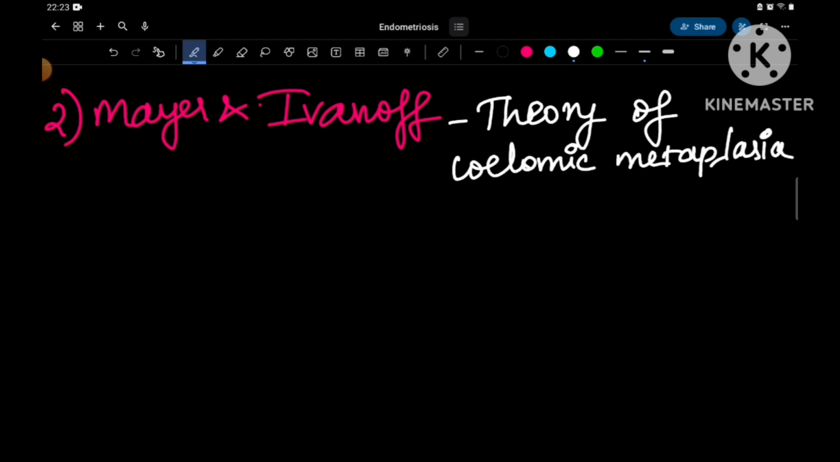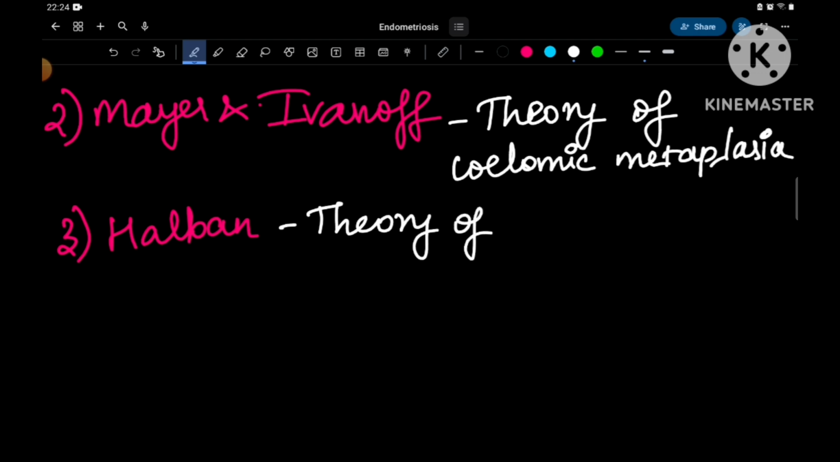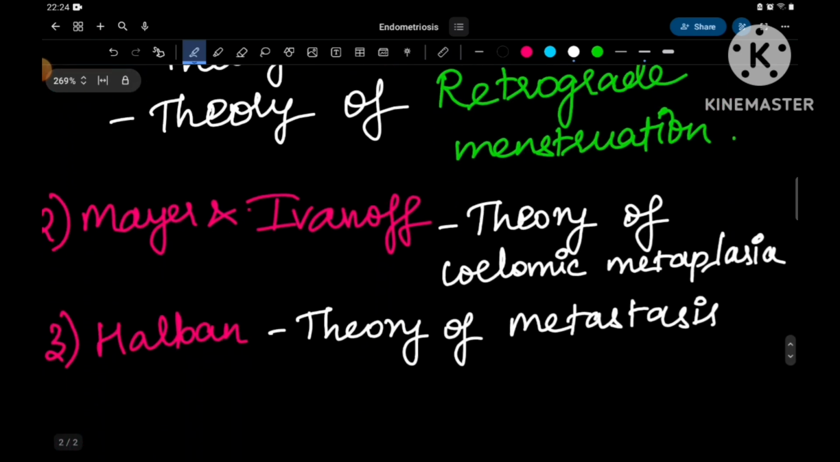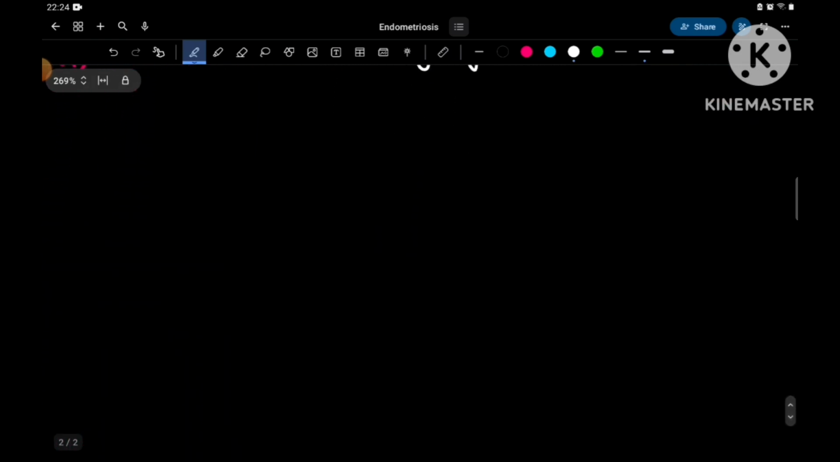And there was a third theory. It was given by Halban. We'll also see one sign called Halban sign. Okay, so let's see that. What is this theory? Theory of metastasis. Okay, he says that it is metastasis. He says that it is malignant. Endometrial tissue is malignant, he says like that. So he suggested the theory of metastasis, but as you know, the most commonly accepted theory is Sampson's theory of implantation. Right?